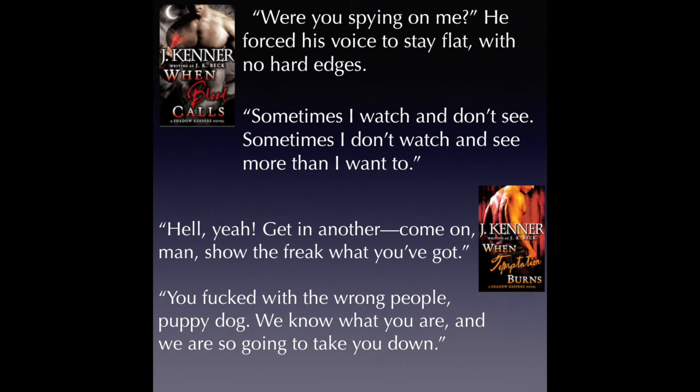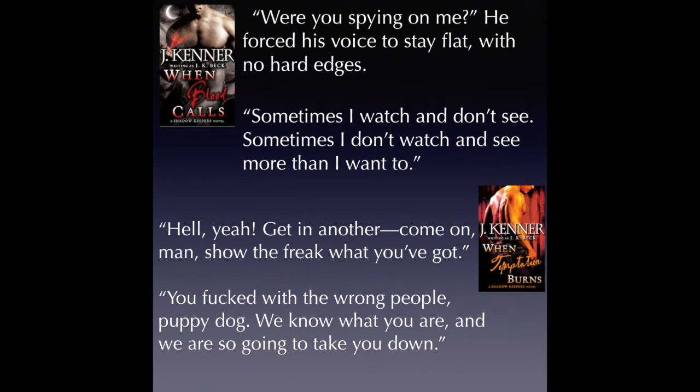Let's take a look a bit closer at the idea of conflict and how it can come out through dialogue. These are some examples from 2 books in the same series, paranormal romances that are dark and edgy. You can't actually get these books anymore because I am rebranding them, but they make the point well.